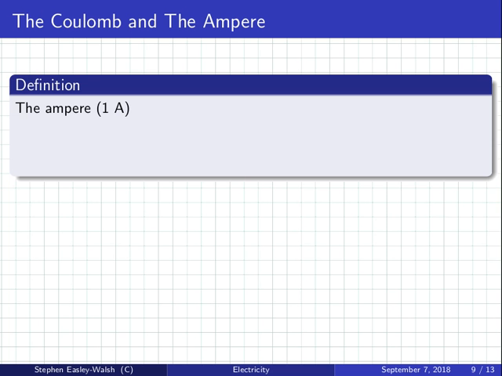0.5. Yeah, okay. So that will allow half an amp of current.